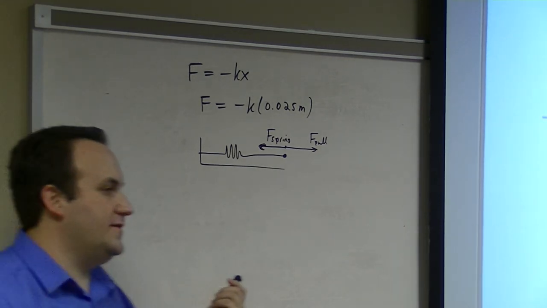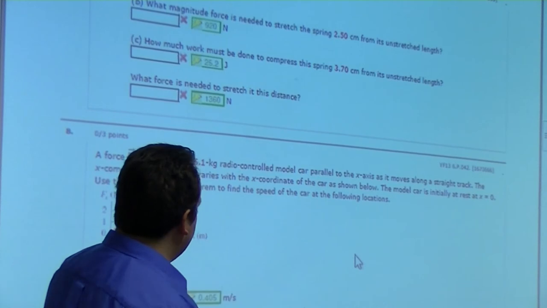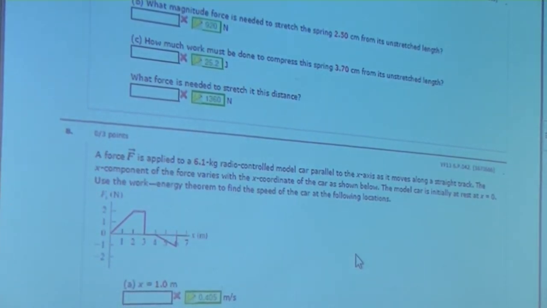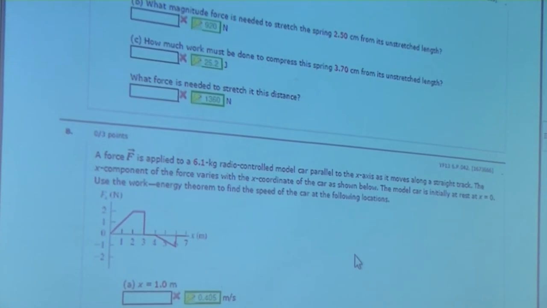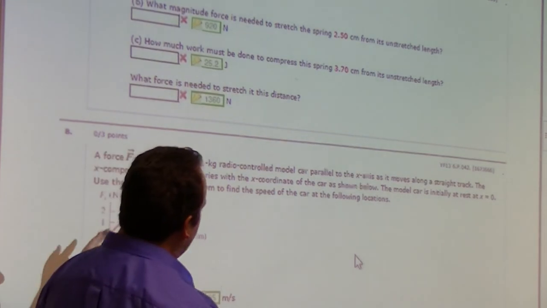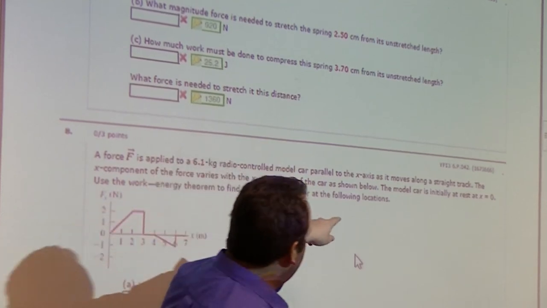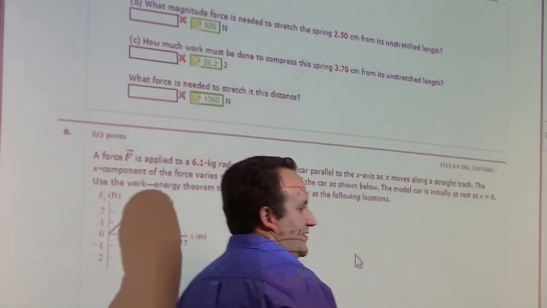Number 8, how should you think about number 8? Force is applied to a model car. Here's a graph of the force versus x. You're supposed to find the speed of the car. We proved that the net work is equal to the integral from a to b of f of x dx, right? But that's also equal to the change in kinetic energy from going from a to b, right? If they tell me how fast it's going at the start, do they? Model car is initially at rest. That tells me the velocity here is zero.